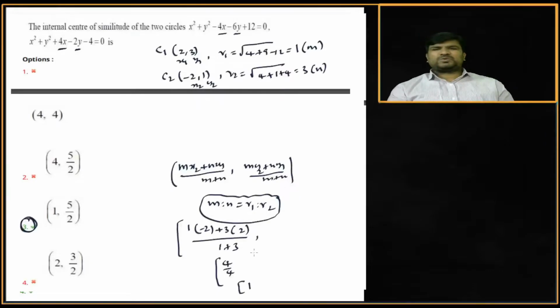No need to find the y coordinate. If two x coordinates are equal, for example, if our answer's x coordinate were 4 in two options, then we have to calculate y also. So 1 comma 5 by 2 is the internal center of similitude. For the external center, we have to take minus, that is (mx2 minus nx1) by (m minus n). Hope you understand.